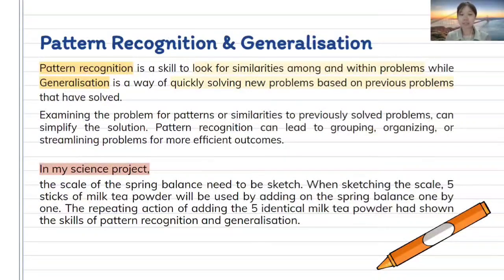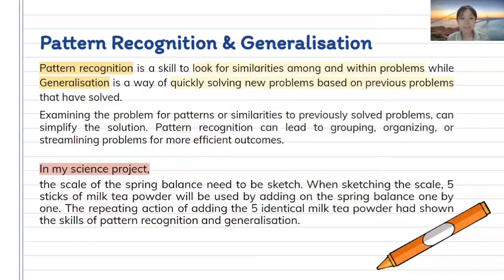The second skill I use is pattern recognition and generalization. Pattern recognition is a skill to look for similarities among and between problems, while generalization is a way of quickly solving new problems based on previous problems that I have solved. Examining problems for patterns or similarities to previously solved problems can simplify the solution. Pattern recognition is used for grouping, organizing, or streamlining problems for more efficient outcomes.